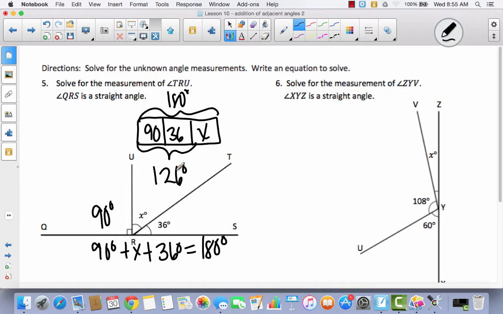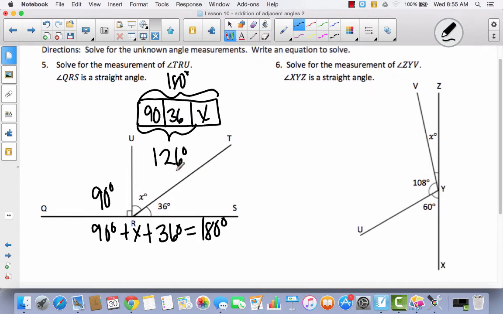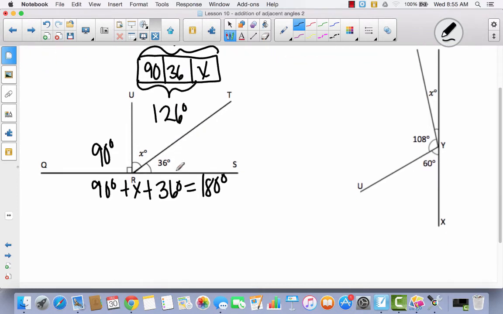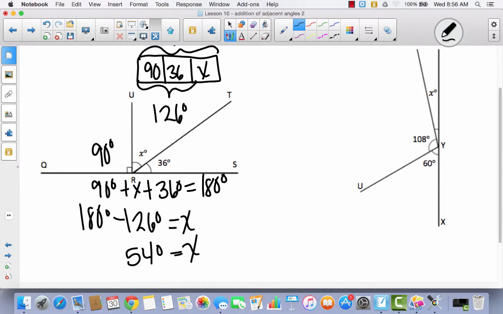Why don't you try to do that and come back and see if you got the same answer as me. Okay, so I have 180 degrees. I'm going to go ahead and write this. 180 degrees minus 126 degrees is going to equal x. Well, I know 180 minus 120 is 60 degrees, and I'm actually taking away 6 more, so this is going to be 54 degrees. Hopefully that's what you got.